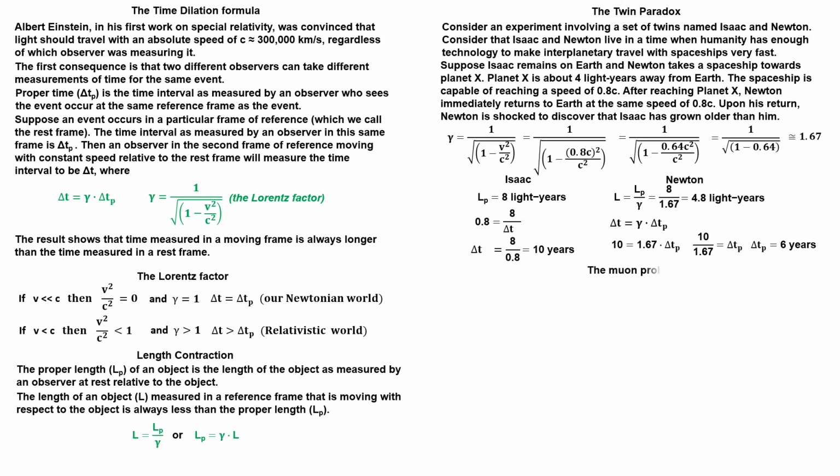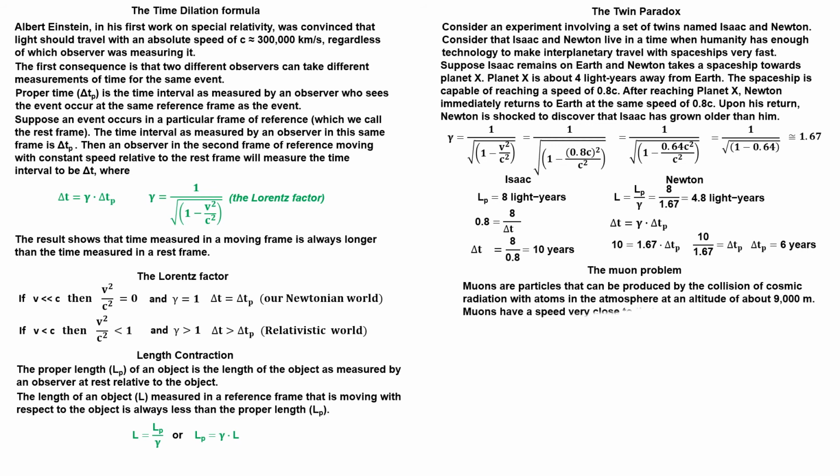The muon problem. An interesting example of special relativity involves the observation of muons. Muons are particles that can be produced by the collision of cosmic radiation with atoms in the atmosphere at an altitude of about 9,000 meters. Muons have a speed very close to that of light and have a lifetime of 2 microseconds when measured in a reference frame at rest with respect to them.